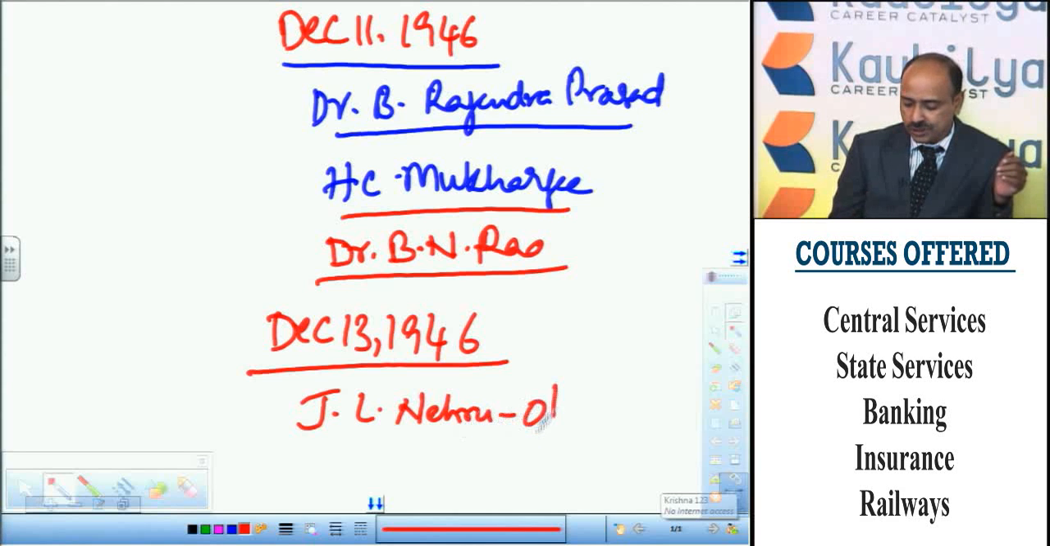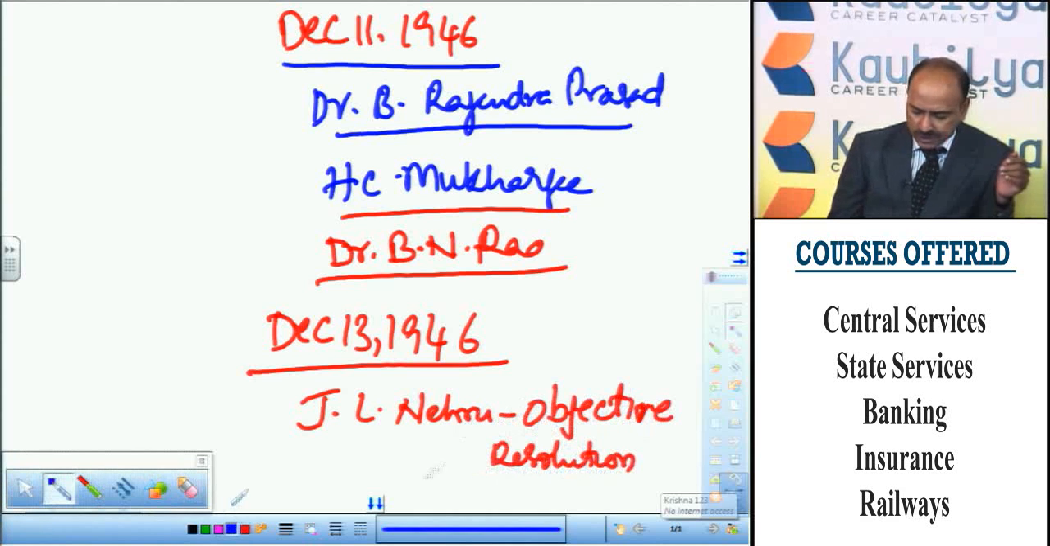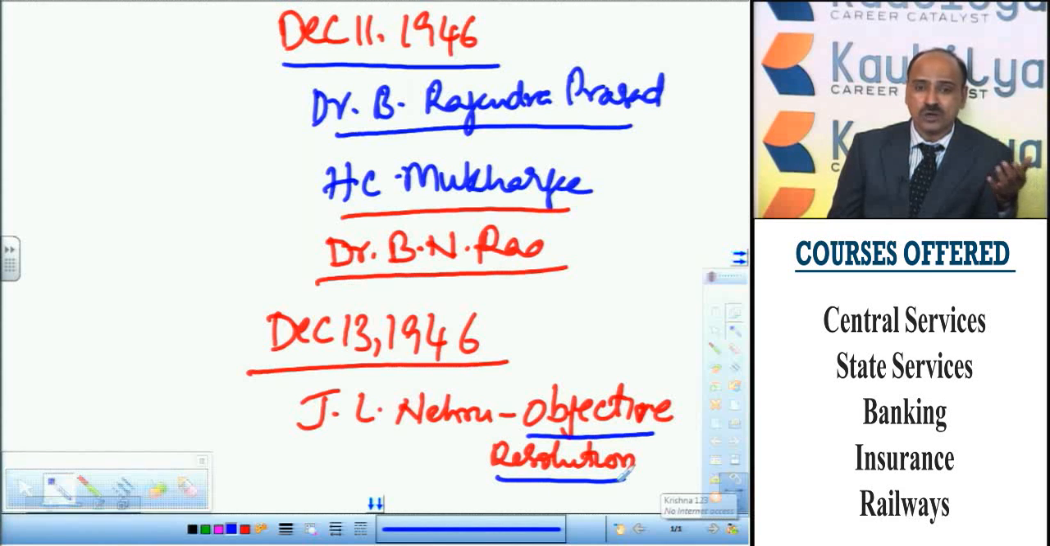in the Constituent Assembly. It explains the main aim of the Constitution. What is the main aim of our Constitution? The main aim of our Constitution is to give social, economic, political justice to the people of this country. People of India will get liberty, equality, fraternity, all these things. All those things are mentioned in our objective resolution.